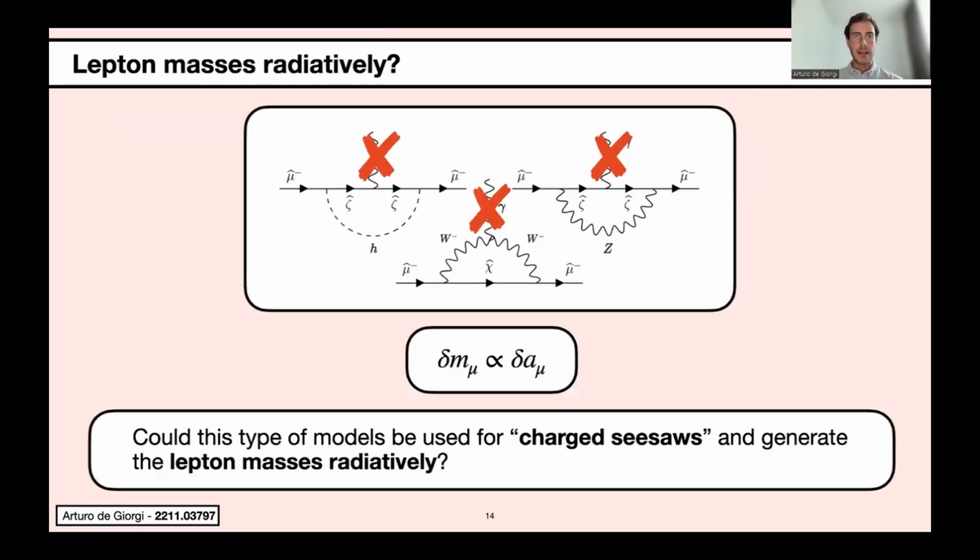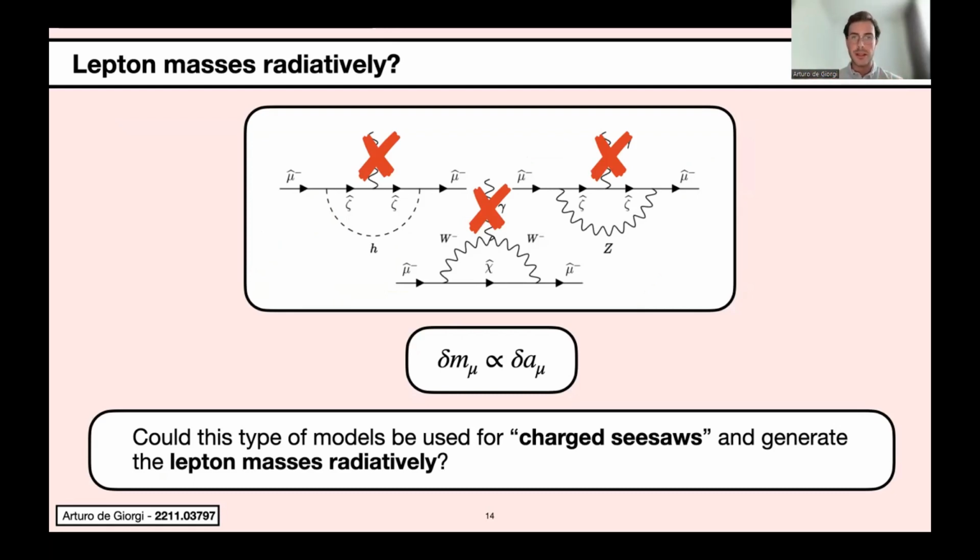Now I would like to add a very small detail: the same diagrams that generate the G-2, by simply removing the external leg of the photon, will also generate a radiative contribution to the mass of the muon. And this is very interesting because the mass of the muon doesn't have this accidental cancellation. This means you have a mismatch in powers of the heavy mass for two different observables, which allows for a very interesting game in, for instance, a charge seesaw.